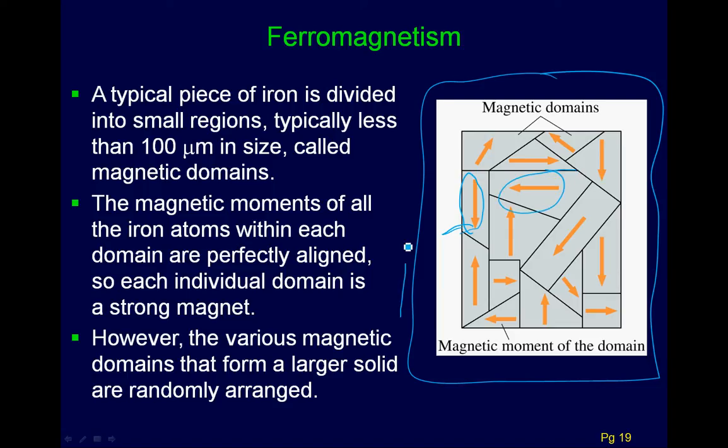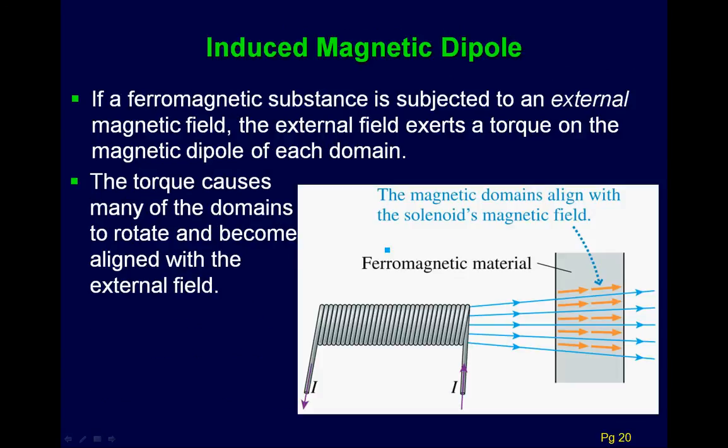But what happens is if I put an external magnetic field from something else here, these domains will tend to line up with that magnetic field. And here's an example of this. So here I have a piece of iron on the right, or something that's ferromagnetic, and here I have a solenoid. And the solenoid is set up so that this is like the north and this is the south.